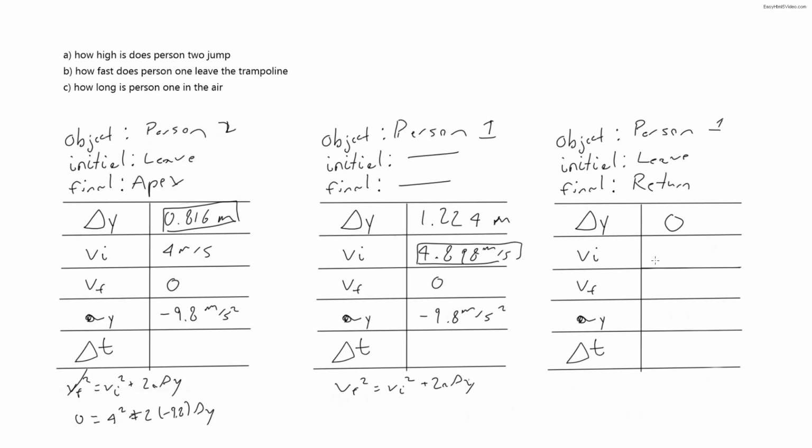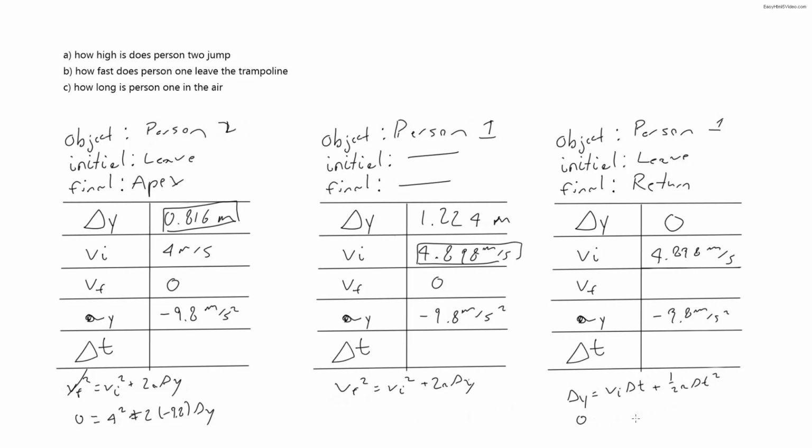We know that the initial velocity is what we just got here, 4.898 meters per second. Vf we do not know. Ay is negative 9.8 meters per second squared. And then finally, we don't know delta t since that's what we're trying to find. However, since we have three values, we should be able to solve for any of the other two. Since we're trying to find delta t, a good one that doesn't include Vf is delta y equals Vi delta t plus 1/2 a delta t squared.